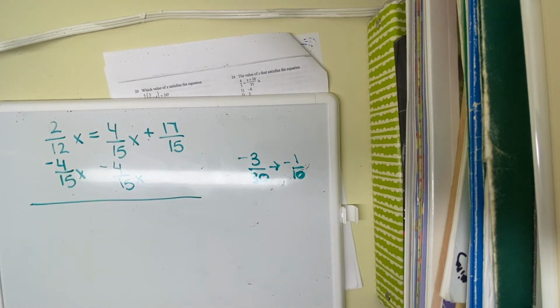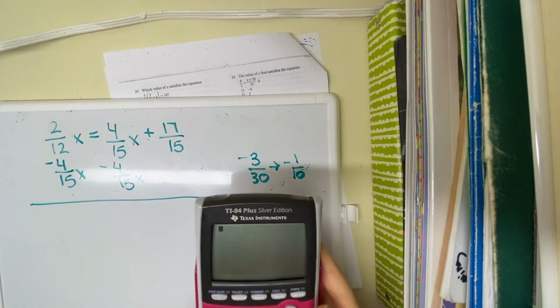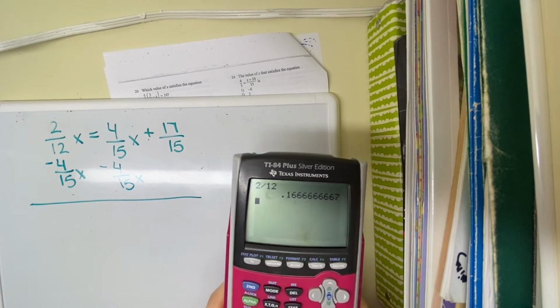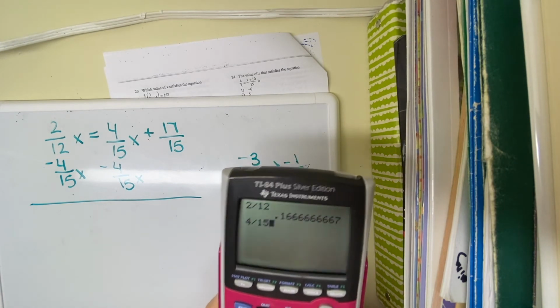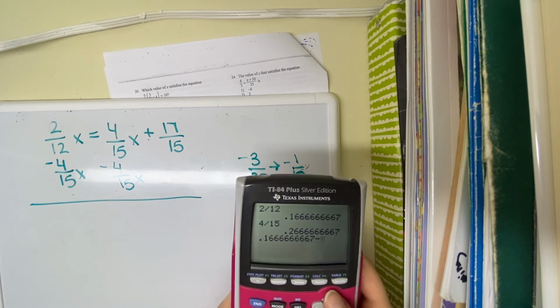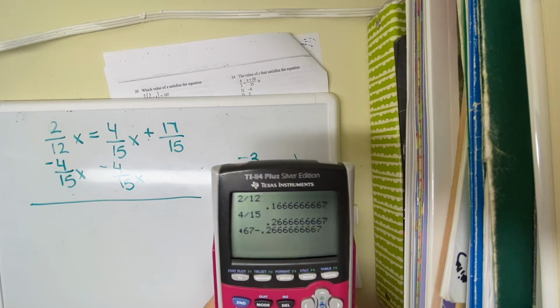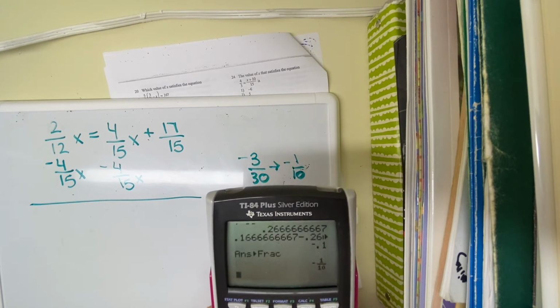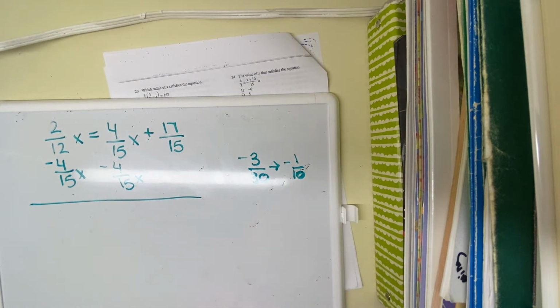And then if we wanted to check our work, we can just quick check it on the calculator. So 2 divided by 12. And then 4 divided by 15. We can do this minus this. And that would be that. And the fraction is -1/10, which is what we got.